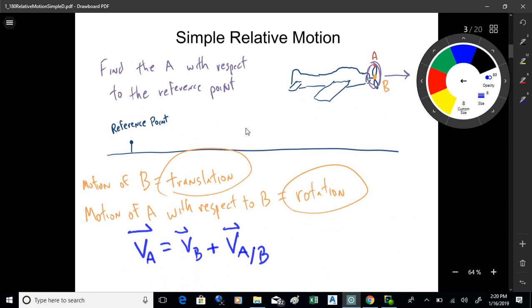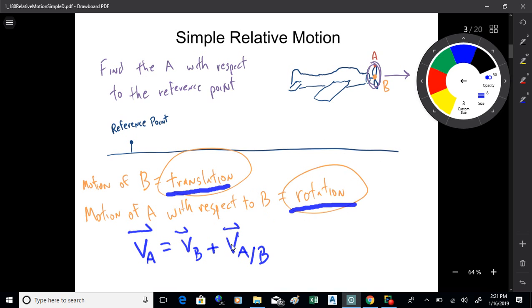So what I would do is find the motion of A with respect to the reference point. First I would look at the motion of B, which is a point in the middle of the propeller. That's going to have the same motion as the overall plane, and that would be a translation, some sort of straight line or perhaps simply curved motion. So I would track that first, and then I would look at how A moves about B, the motion of A with respect to B. That would be a rotation. Regardless of where the plane goes, A is always rotating about B. And then I would combine those two motions together.